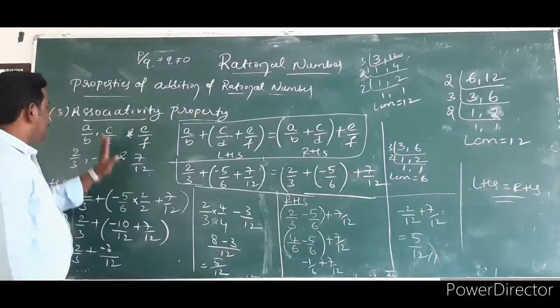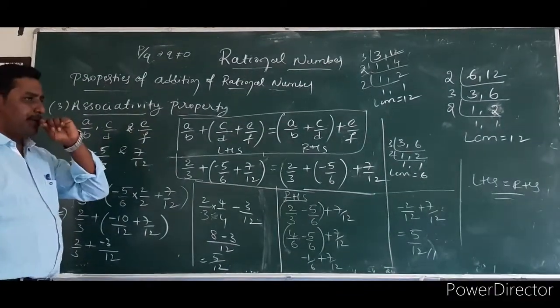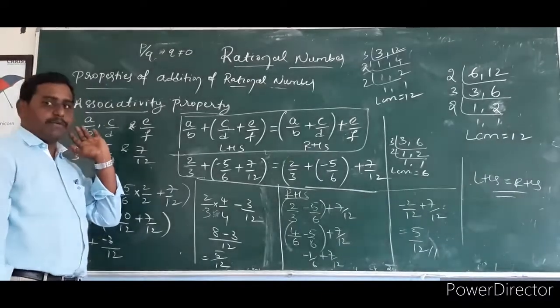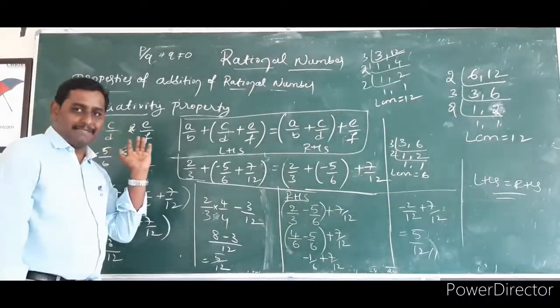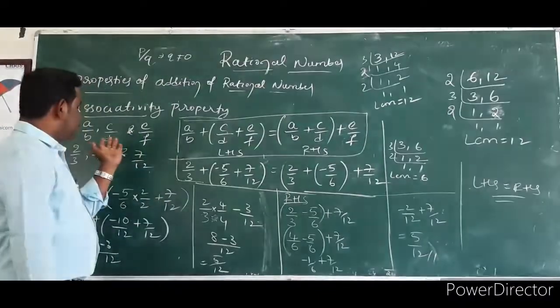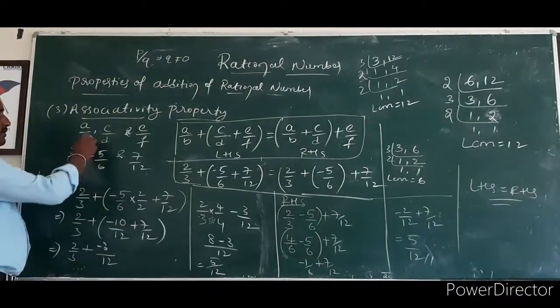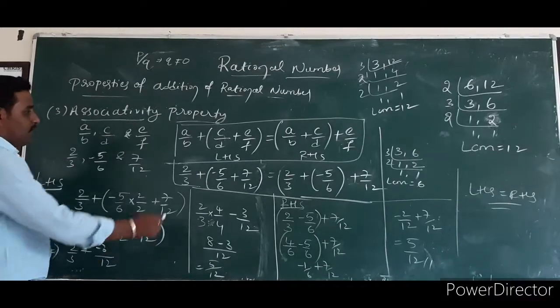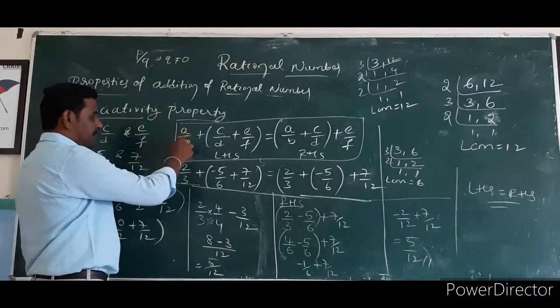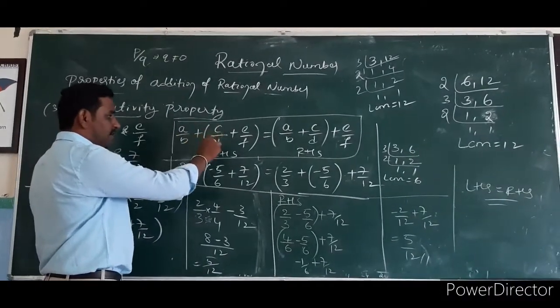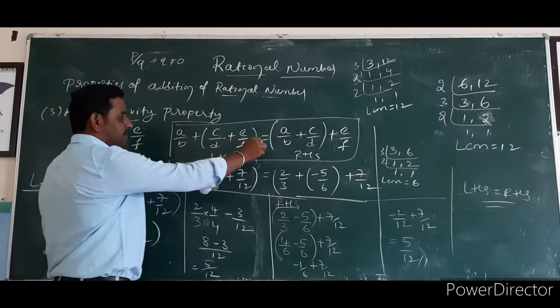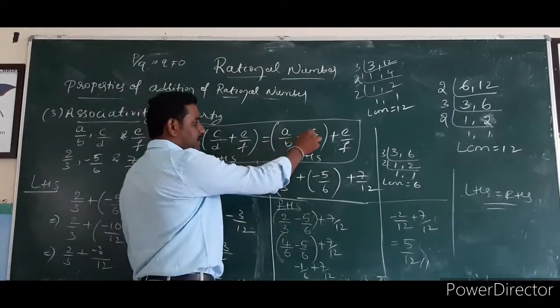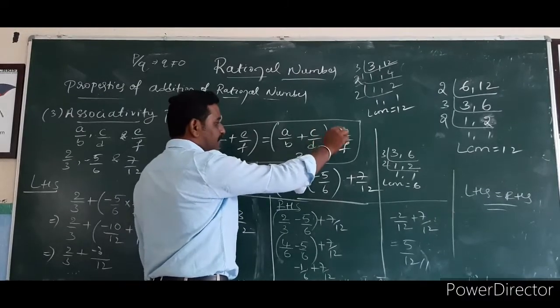The next property is the associative property. In the last property, the commutative property, I took two rational numbers. Here in this case, we have to take three rational numbers: A by B, C by D and E by F. So what is the property? A by B plus, in brackets, C by D plus E by F is equal to, in brackets, A by B plus C by D, plus E by F.